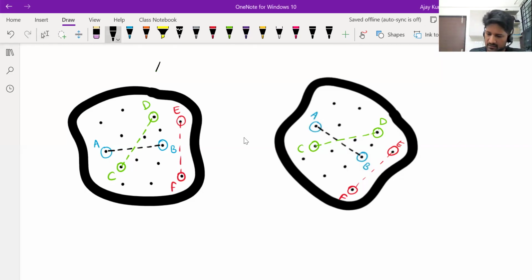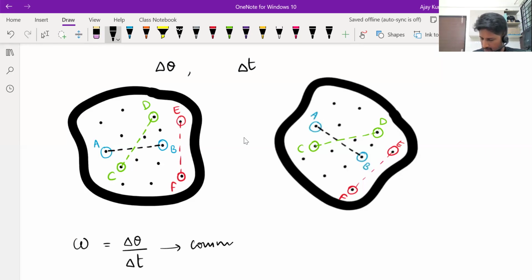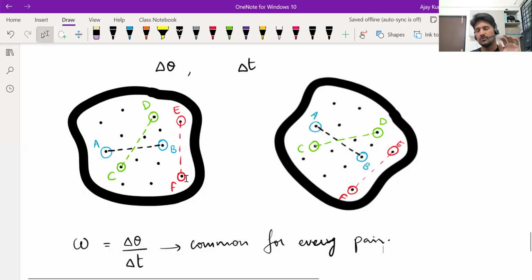Let's say they all rotated by an angle delta theta in a time delta t. Then their angular velocity would have been delta theta by delta t, which is common for every pair of particles. So in a rigid body, all particles rotate with the same angular velocity. They cannot rotate at different rates. If they rotate at different rates, then the object will get twisted.